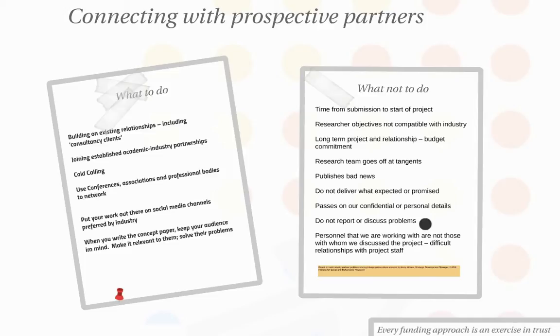The time from submission to start of the project can be an issue for organisations. They are, of course, more time critical than us in academia. Researcher objectives not compatible with industry. A long-term project and relationship needs a budget commitment, so that is always something to consider for organisations. The research team going off on a tangent. The researcher wanting to publish something that might not put the organisation in a positive light. The researcher or team not delivering what was expected or promised in the first discussions.